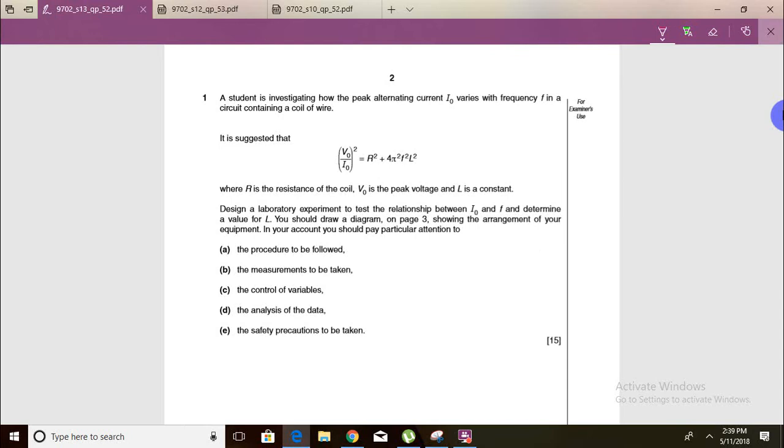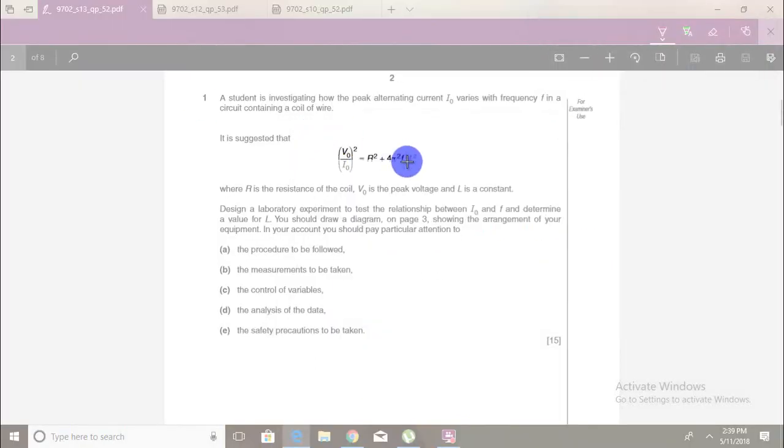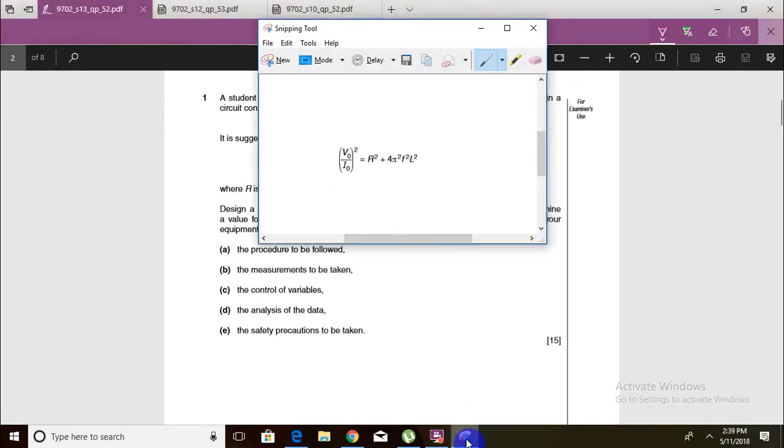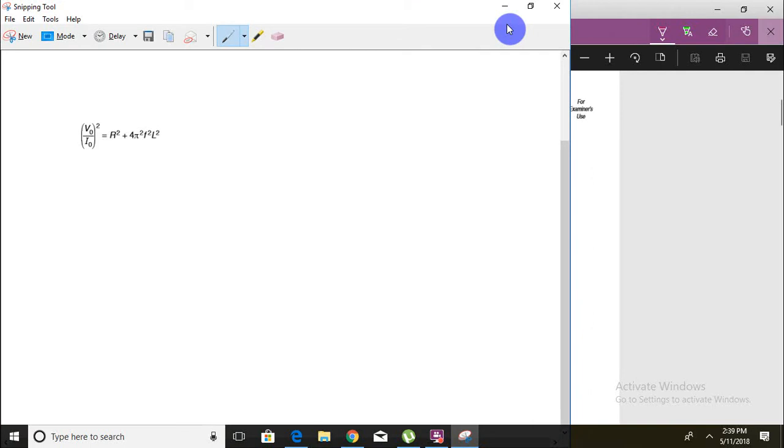So the way I handle such a question is that first of all, I isolate this part of it. We know that the two variables that we are investigating are I0 and f, and so all other variables need to be constant, right? That would include V0, which is the peak voltage, capital R, which is the resistance of the coil, and L, which appears to be some sort of a constant which we have not been given a lot of information about.